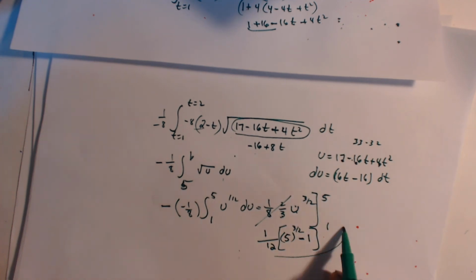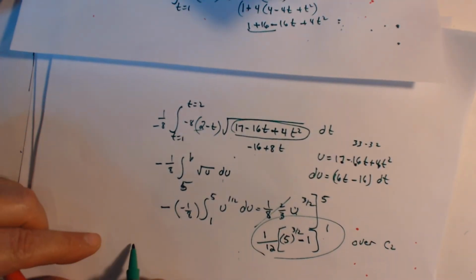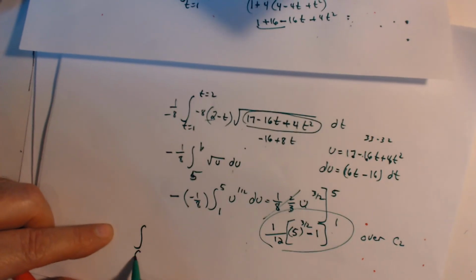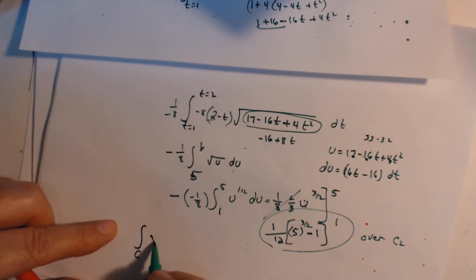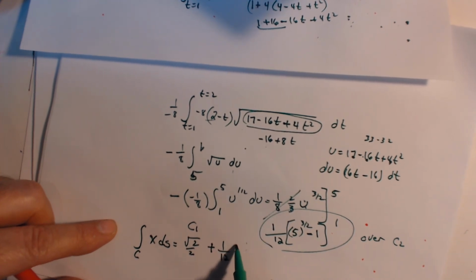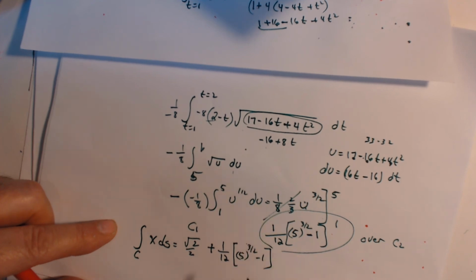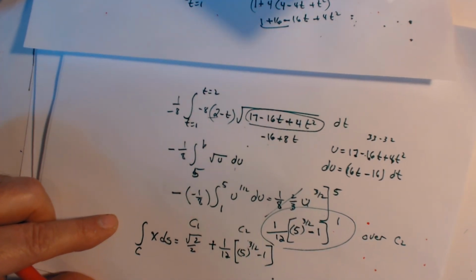This one is only integrated over C2. Then what was the integral over C of x ds? That was exactly the square root of 2 over 2, that was for your C1, plus 1 over 12 of 5 to the power of 3/2 minus 1, and that was over C2.